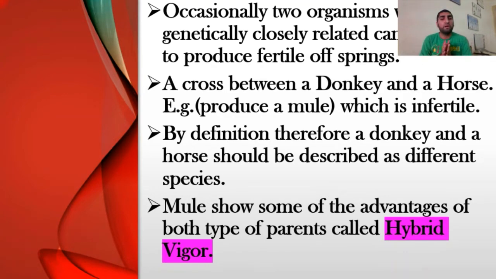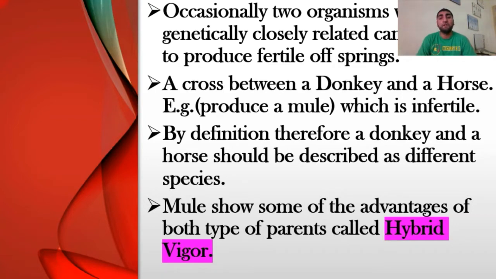For example, we have a very common example in our environment, and we all have observed that example. When a donkey and a horse mate, they produce a hybrid, which is known as mule. Why is it a hybrid? Because it is half donkey and half horse, so we call it mule. But the problem is that it is infertile. We define species as interbreeding populations which can produce fertile offspring, but here the case is different. Horse and donkey have produced a mule, but the mule is infertile.